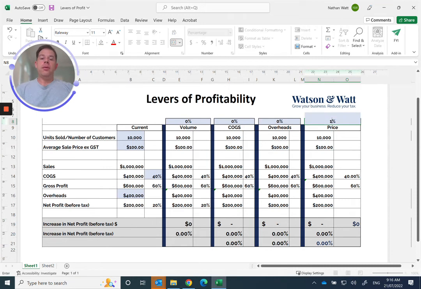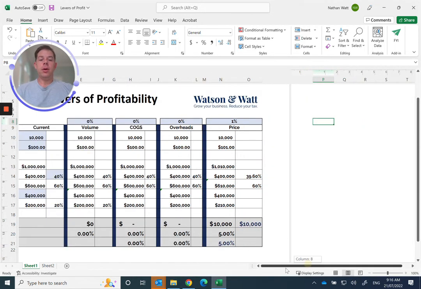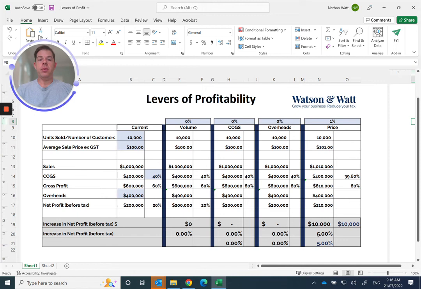Now, what if we do price? Now, 1% of price. So we're selling the same amount of stuff, we're just selling it for $101. That puts an extra 10 grand of sales, but it doesn't change our cost of goods sold because we haven't changed the number of units we're selling. So that $10,000 flows all the way to the bottom line. That's a 5% increase just by changing your price from $100 to $101. Amazing. Now, all of these things, 10 grand, 5 grand, 4 grand, who cares?